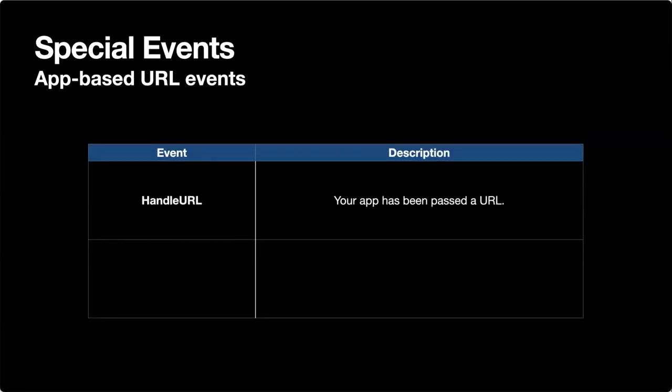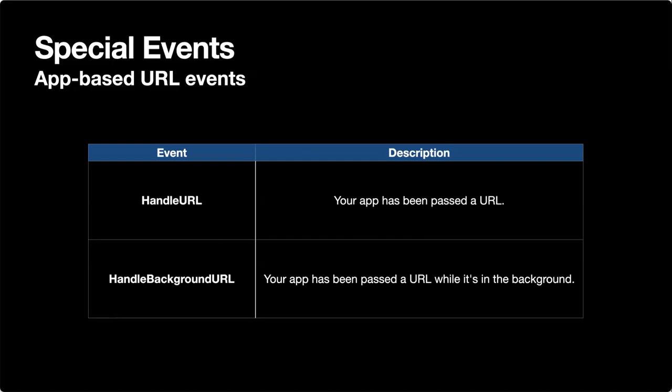So first, there's handle URL. Your app has been passed a URL. It's pretty straightforward. But again, these aren't URLs to web pages and stuff. These are app-specific URLs. And then there's handle background URL. The only difference here is that your app was in the background and not in the foreground. So handle URL, your app is in the foreground. Handle background URL, it's in the background. That's the difference.